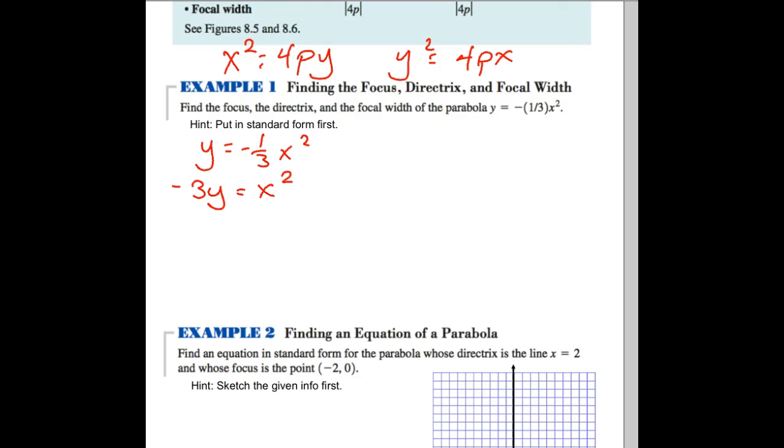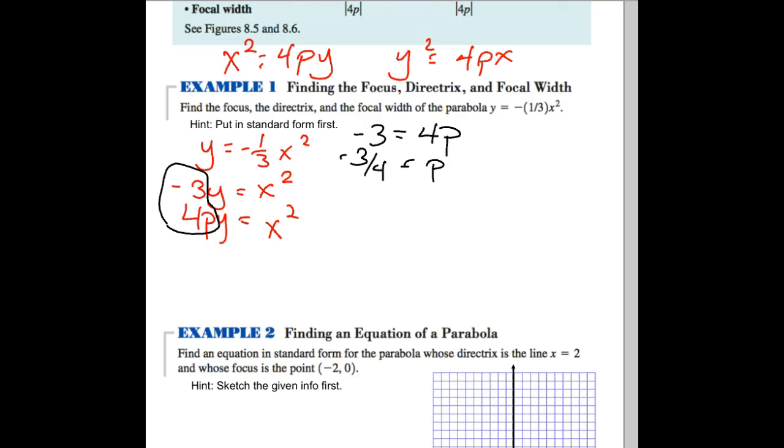We good with that? Okay, now compare it. In my generic formula, x squared equals 4py. So the 4p and the negative 3 are really the same thing. The number that you see in front of the y is taking the place of 4p. So let's write an equation for that. The negative 3 is taking the place of 4p. So what is p? Once you know that, and you've identified whether it's the x squared or the y squared kind, you can find everything.